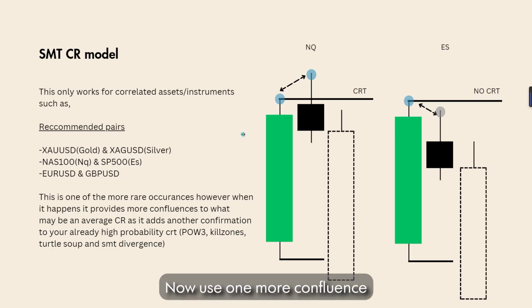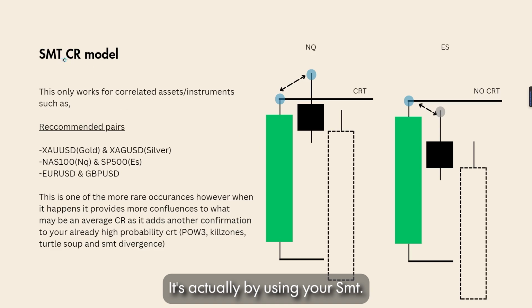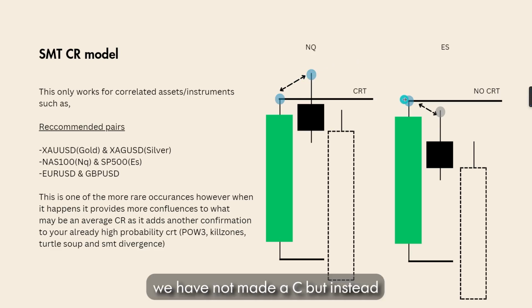Now, here's one more confluence that can even enhance the strategy. It's actually by using your SMT. So if you're trading NQ, you want to look at ES to see if it created any SMT. As you can see on NQ, we made a high, okay, we broke above this high point right over there and made an actual sweep. However, on ES, we have not made a sweep, okay?